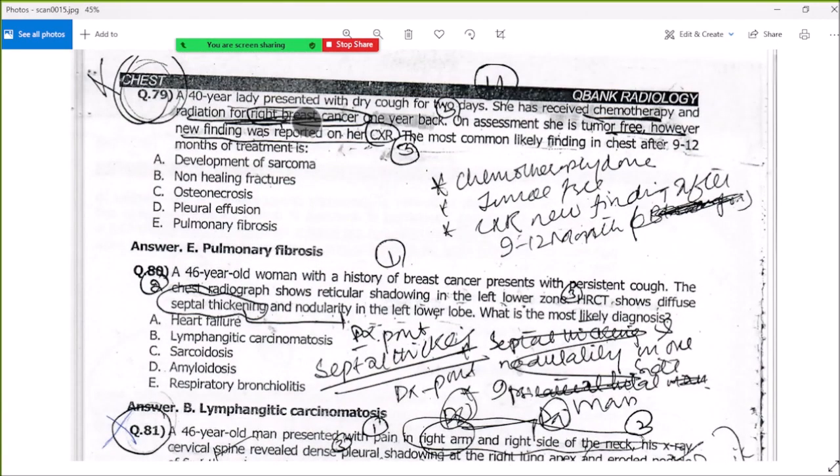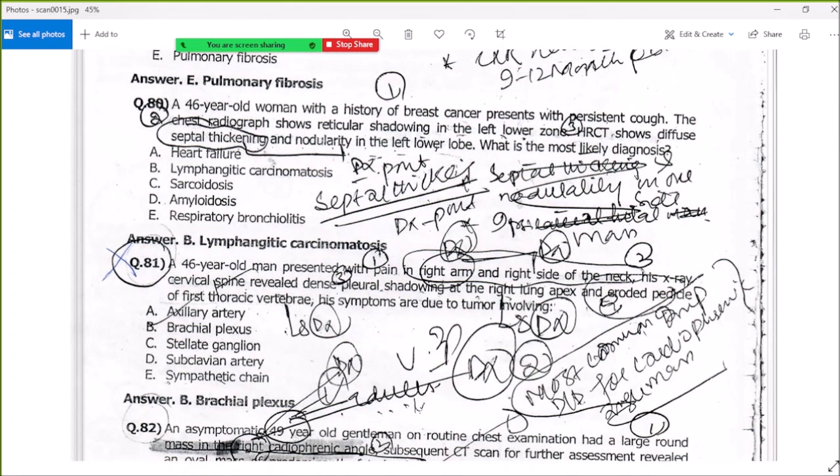Question 79. A 54-year-old lady with dry cough of 2 days. She has received chemotherapy and radiation for right breast cancer 1 year back. On assessment, she is tumor-free. However, a new finding was reported on chest X-ray. The most likely finding on chest X-ray after 9 to 12 months of treatment is pulmonary fibrosis, because of post-chemotherapy and radiation. The most common finding after 9 to 12 months of treatment is pulmonary fibrosis.